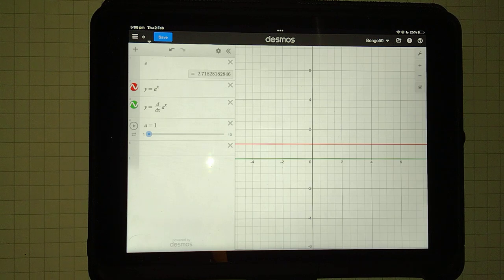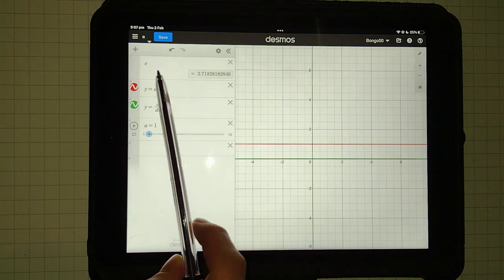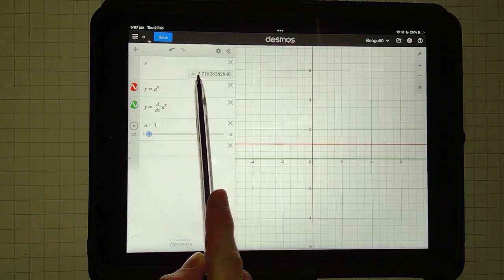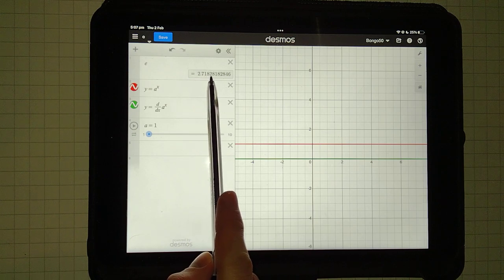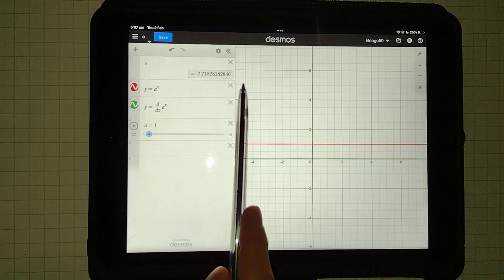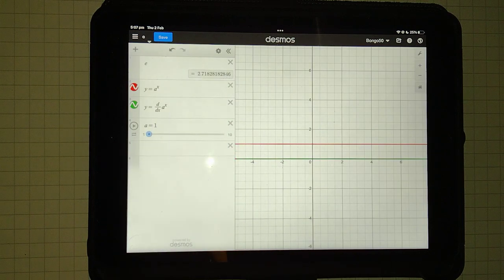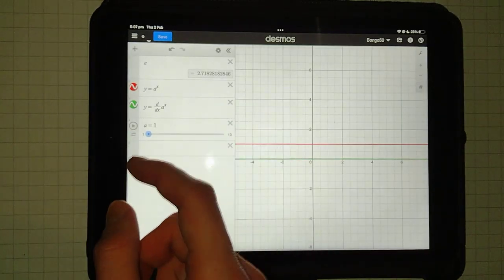Hello, in this video I'm going to go over e, particularly how we can derive it using differentiation and exponential functions. Now, to begin, e is a fundamental constant in mathematics, approximately equal to 2.71828182846 and so on. Like pi and the square root of 2, it's an irrational number, which means that its decimal expansion will go on forever.